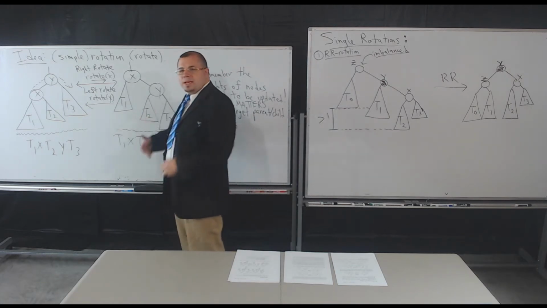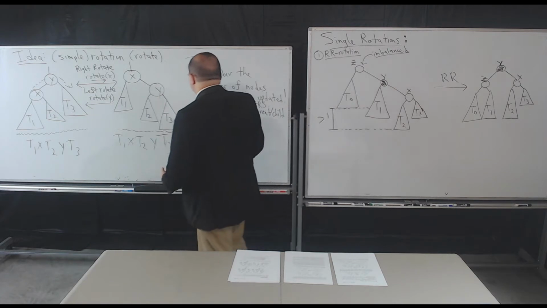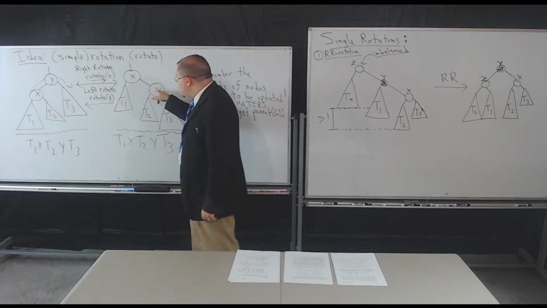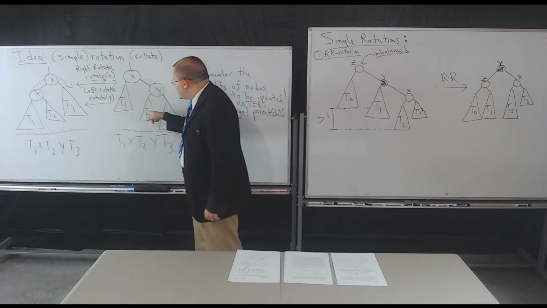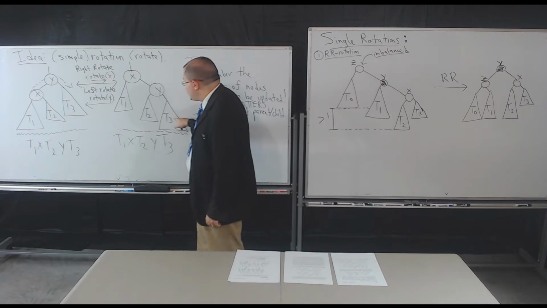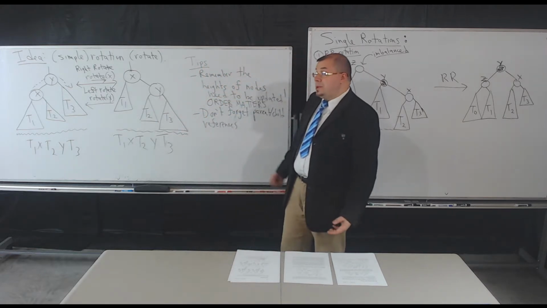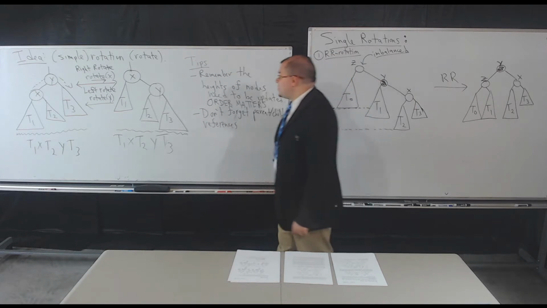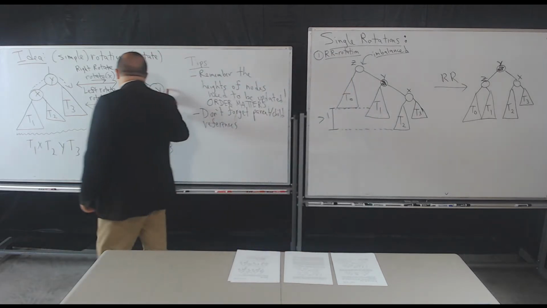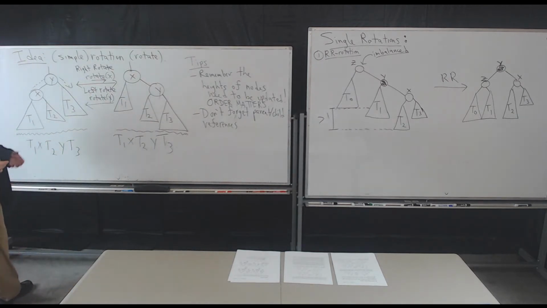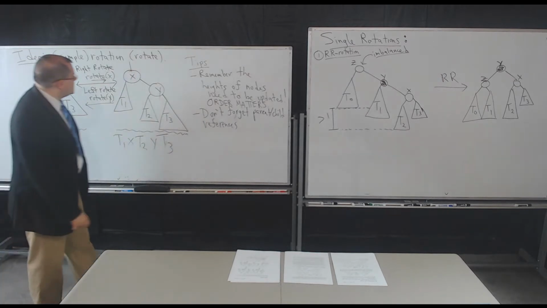So how would I update the height appropriately here? Notice that y, when it gets demoted, becomes the root of the subtree of T2 and T3. So does that mean I need to update the height of y? Probably a good idea, right? I would want to make sure I update the height of y before I update the height of x, because x's height might now be different, right? So we need to make sure we update that.